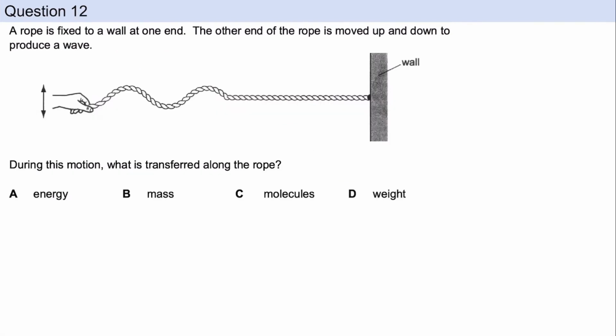Question 12 is about waves, and during wave motion, what is transferred along the rope? The answer is just energy. Energy is transferred in a wave.